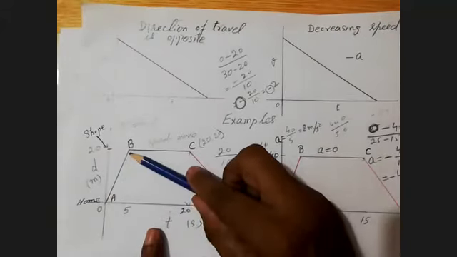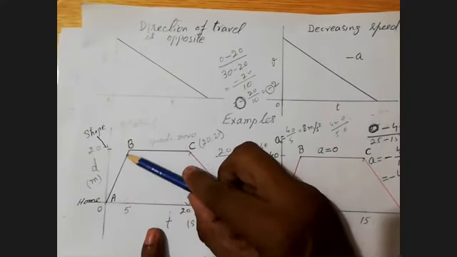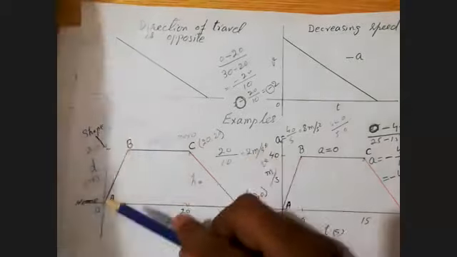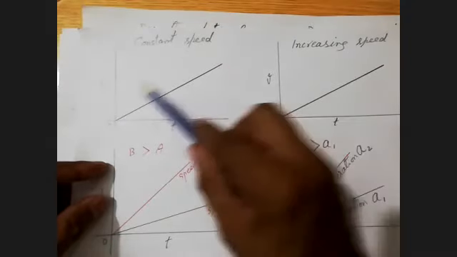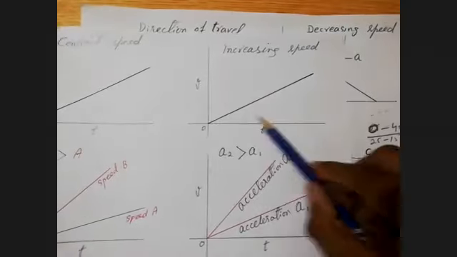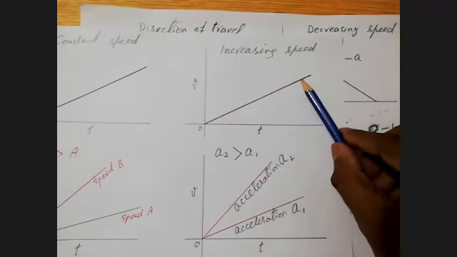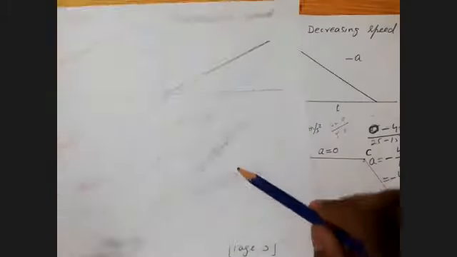Throughout this straight line the gradient remains constant, so speed will be constant. This is the constant speed. I earlier told you on this page that this is showing the constant speed in distance time graph. Actually, this is showing that the speed is increasing in the case of velocity time graph. So that is why I gave you a comparison.